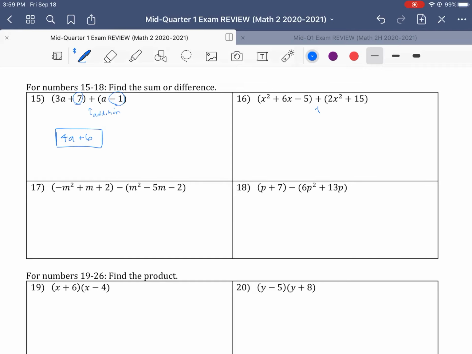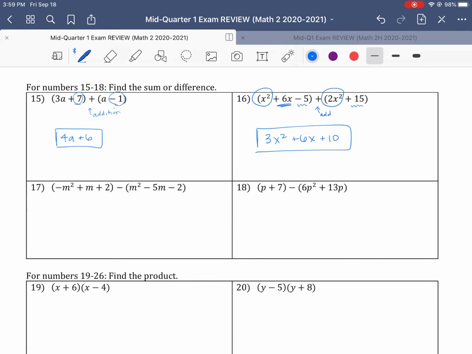Next one, also addition. So we look for our like terms. Notice we have an x squared here and a 2x squared. So if we add those together, we get 3x squared. We have a 6x that doesn't combine with anyone else because there are no other x terms. So we get 6x, and then we have a negative 5 and a positive 15. When we add those together, we get a positive 10.